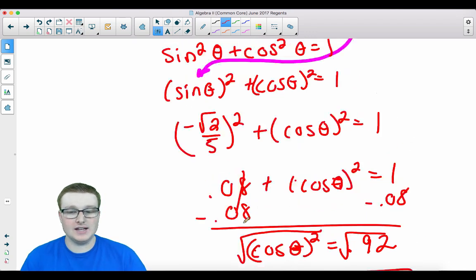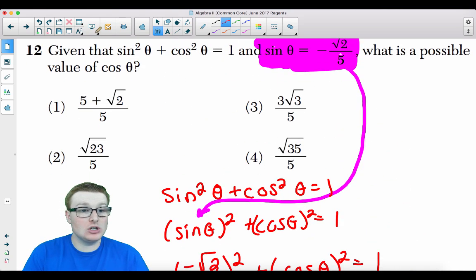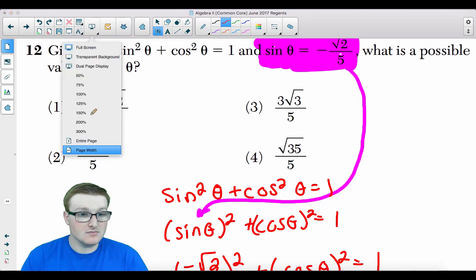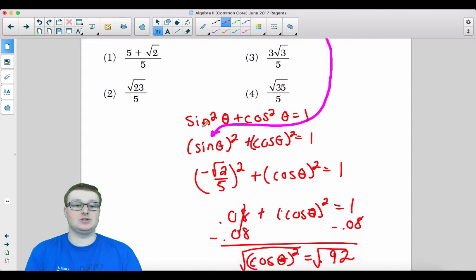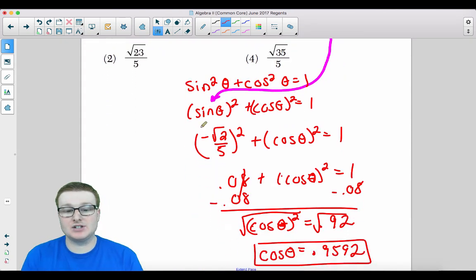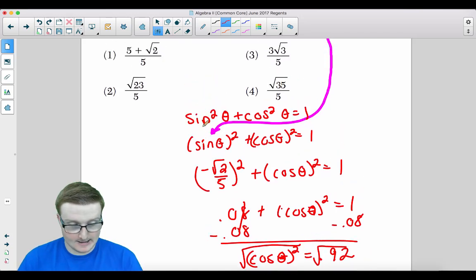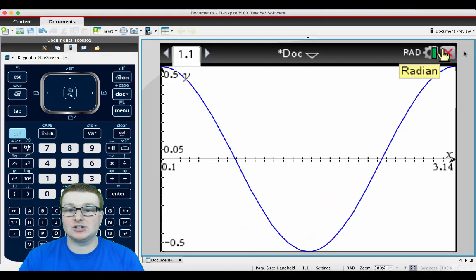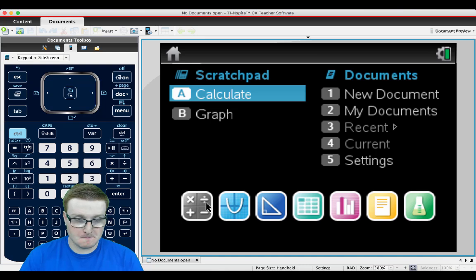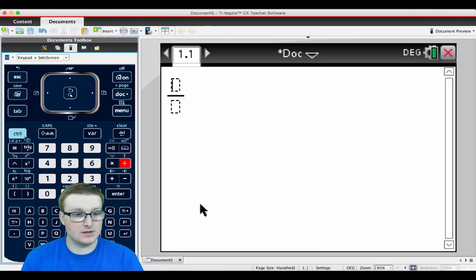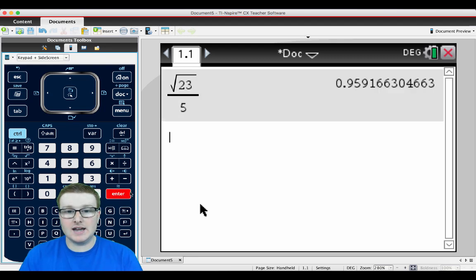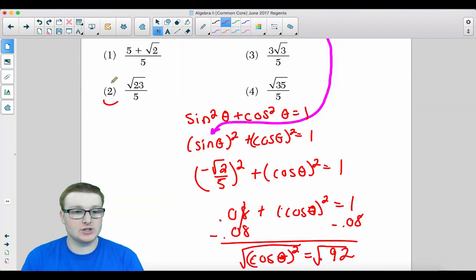But all of your answers are in radical form. So your job is to basically take all these answers, plug them into your calculator, see which one matches 0.9592. I'm going to save some time. Your answer is choice 2, but just to show you, the square root of 23 divided by 5 is 0.959, rounded up, 0.9592. Your answer is choice 2.